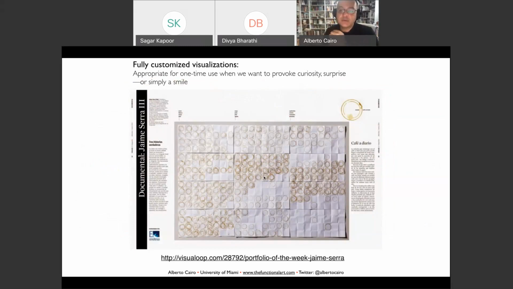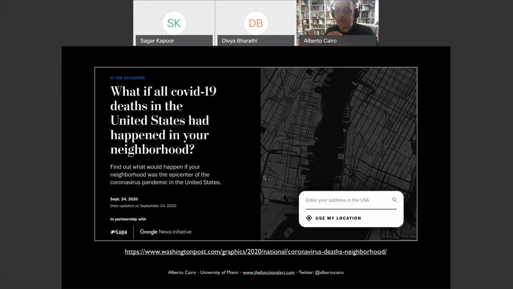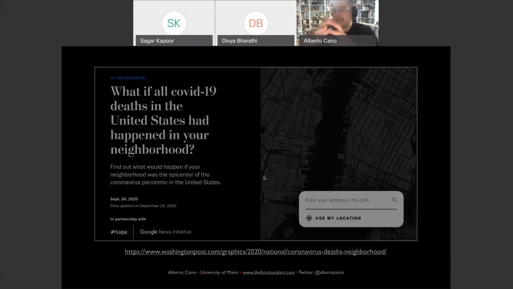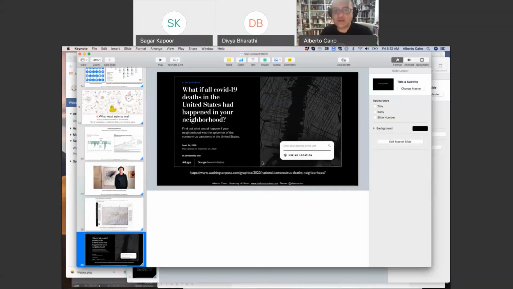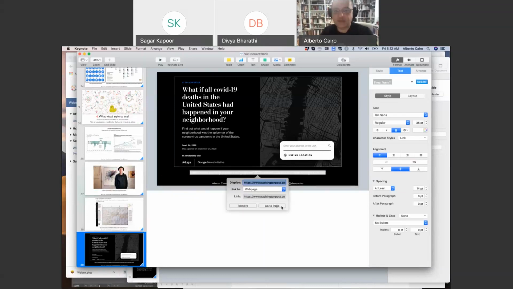The Washington Post yesterday published the latest project that I art directed, which was designed by a group of Brazilian designers. That project asks the question, what if all COVID-19 deaths in the United States had happened in your neighborhood? What if everyone who died of COVID-19 were around you, right? So how big would the circle around you be? This was published yesterday. I'm going to just open it up for you.